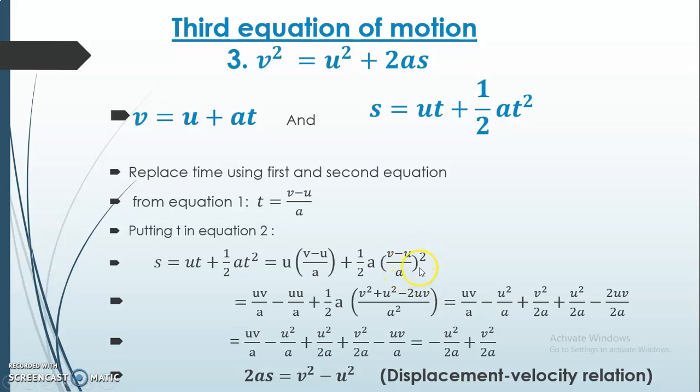So because the square is on the whole bracket, it will become a square. Okay. Now we'll open these brackets also. So this becomes uv upon a minus u square, u multiplied by u becomes u square upon a plus, so this half a gets multiplied with this v square.